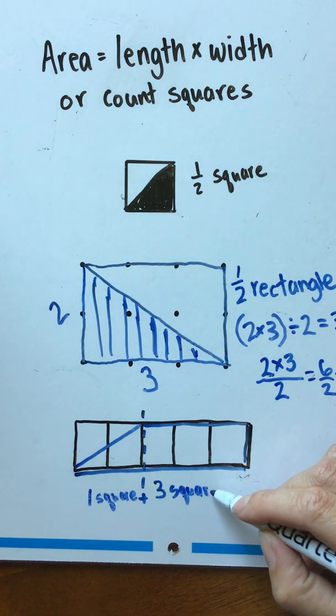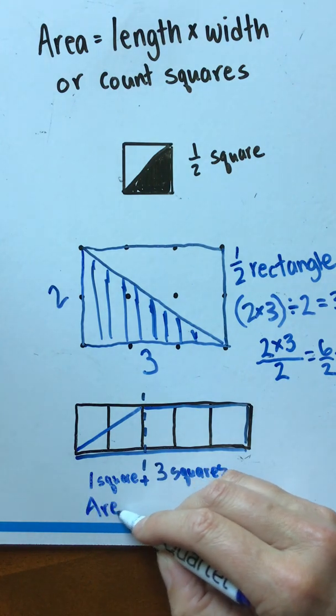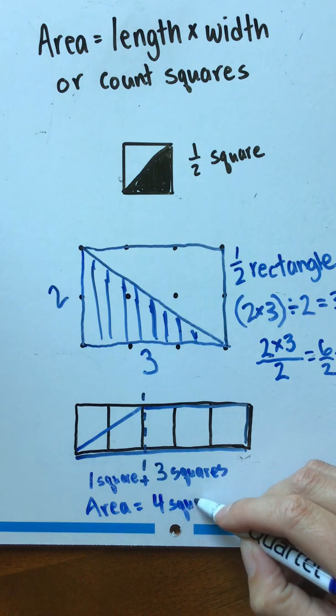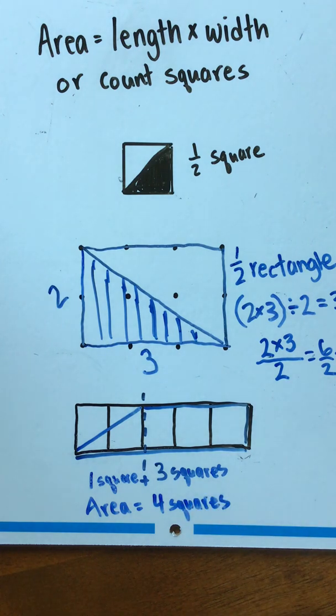So we'd have 1 square plus 3 squares. So the area in total would be 4 squares. All right, hopefully that's all pretty smooth sailing.